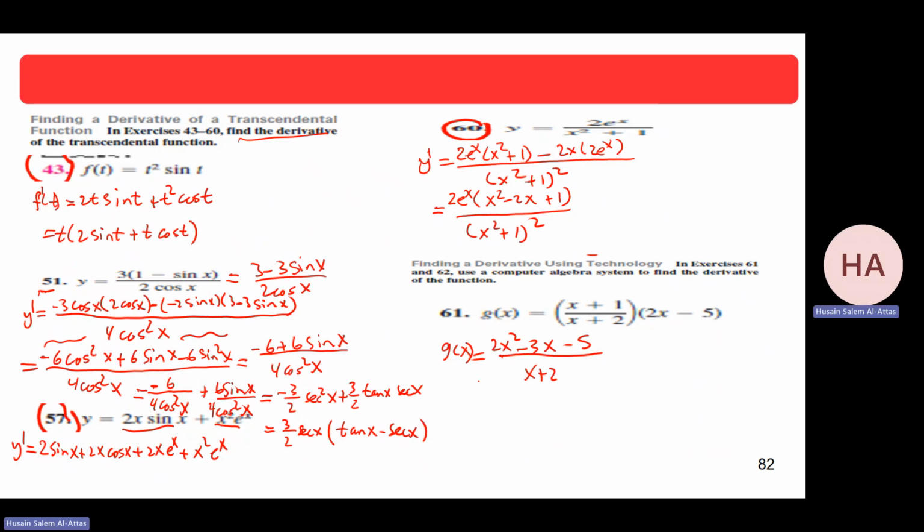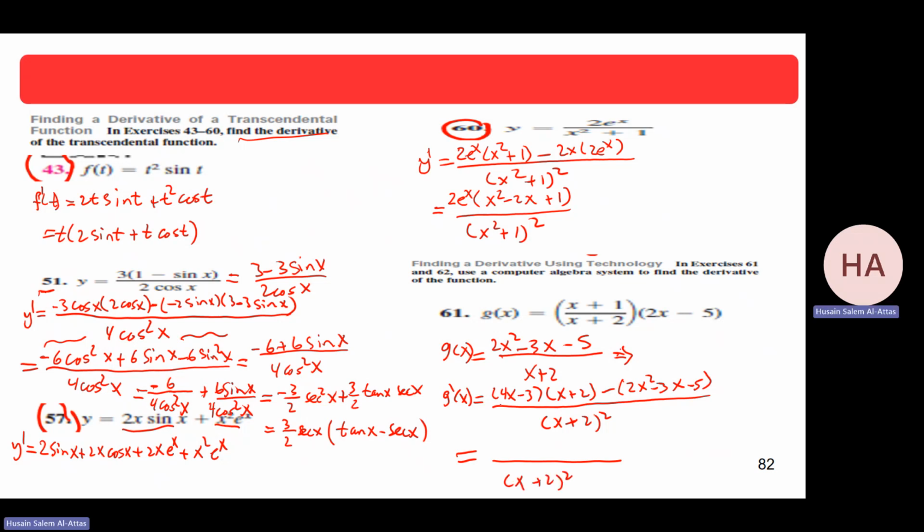So g prime will be what? G prime of x is the derivative of the numerator, which is 4x minus 3, times the denominator, minus the derivative of the denominator, which is 1, times the numerator, over x plus 2 squared. So let's just simplify it. I can do it in one step.